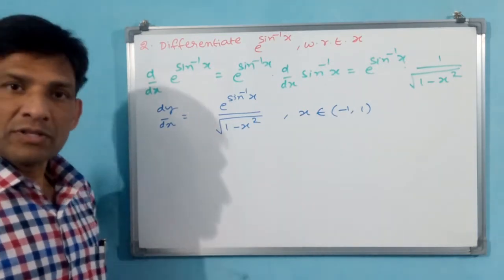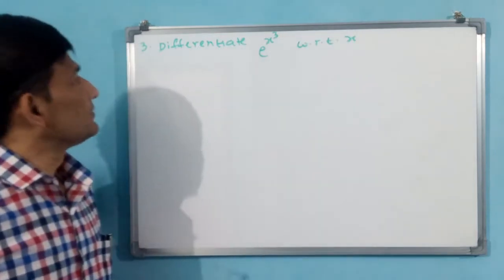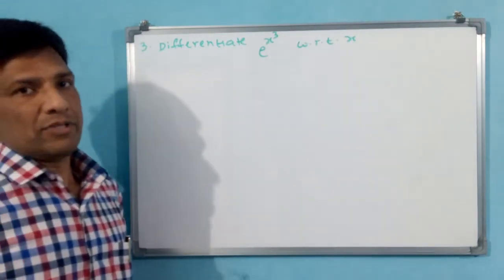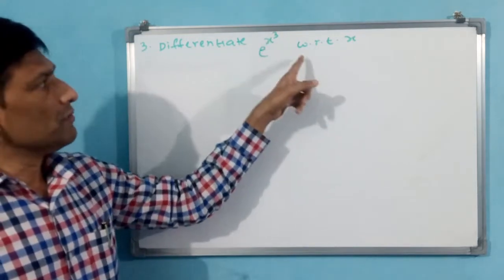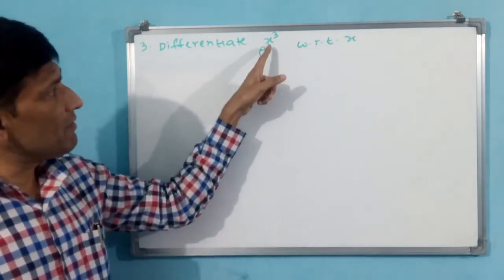Shall we go for the third question? Okay. See the third question. Differentiate e power x cube with respect to x. You see here, e power x cube.